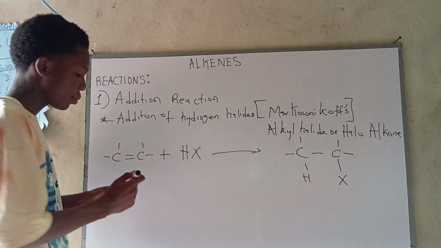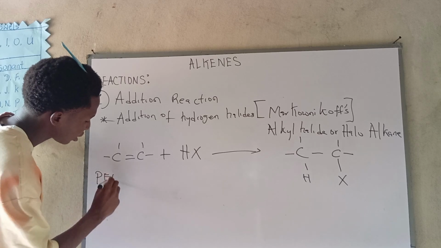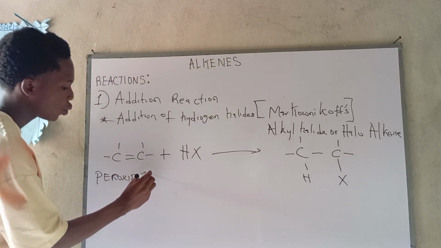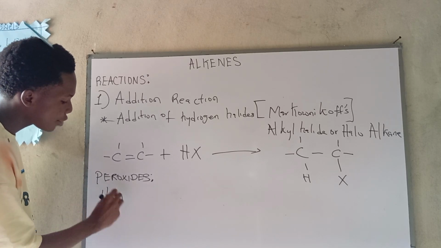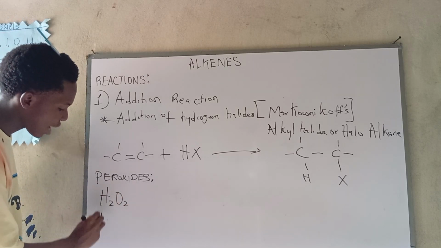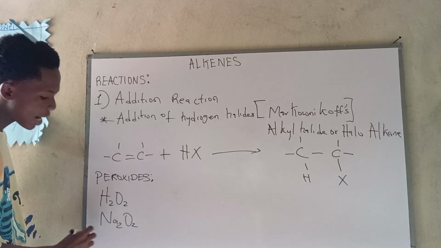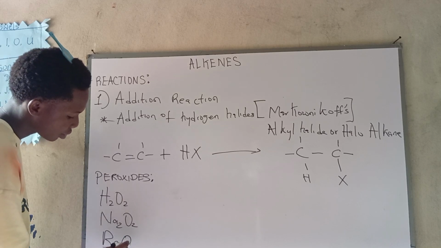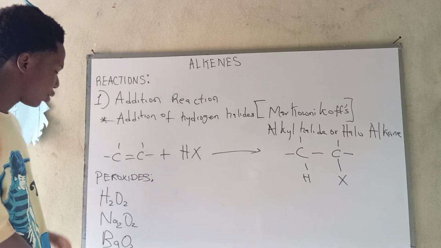Okay, now looking at the types of peroxide, so that you can be able to identify them if you see them. Examples of peroxide are hydrogen peroxide, sodium peroxide, and finally barium peroxide. We have other types of peroxide. Okay, these are just a few of them.